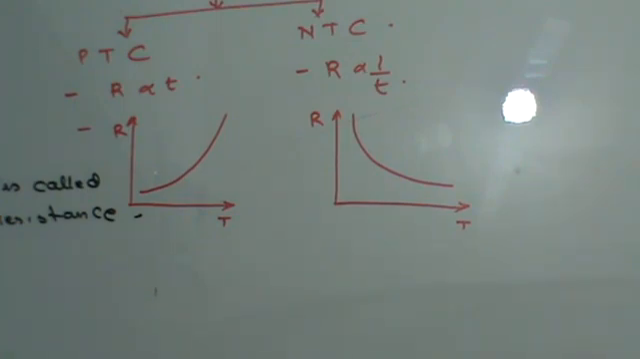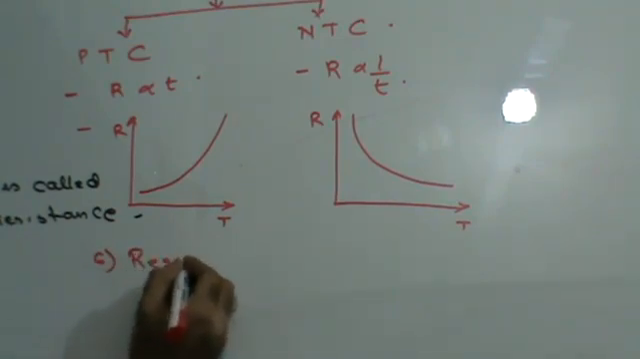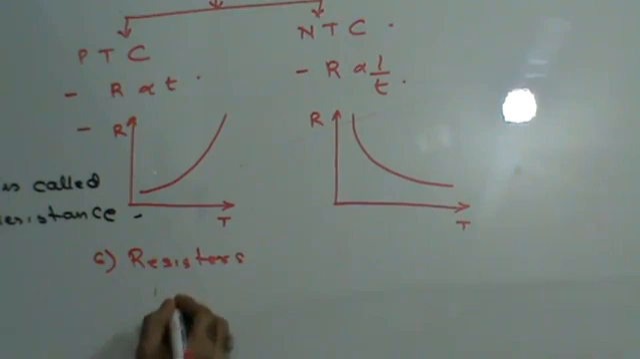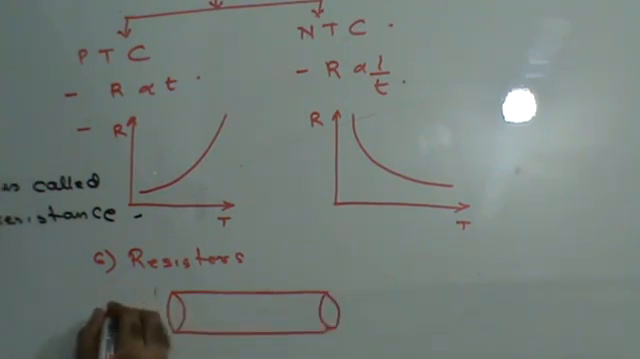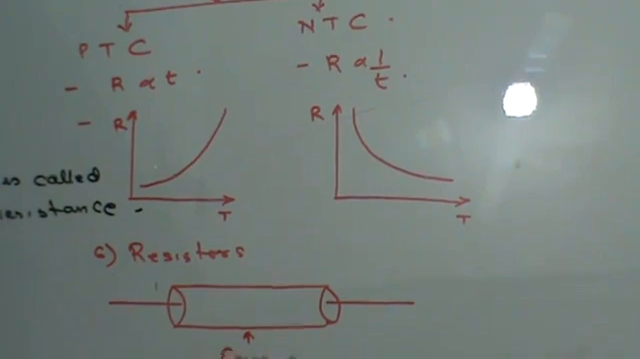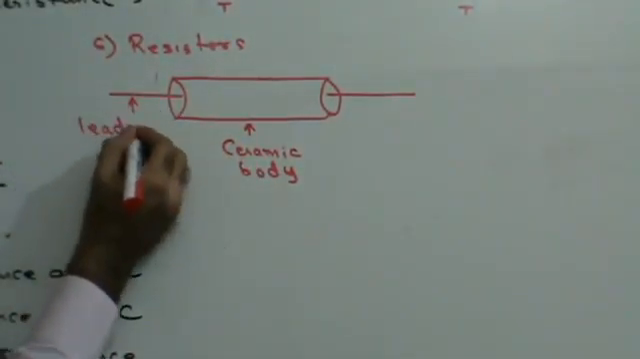Now, how does a resistor look? Resistors are generally cylindrical in shape. They have two leads for connection. They have a ceramic body. So this is their ceramic body, which is cylindrical in shape. These are leads for connection.